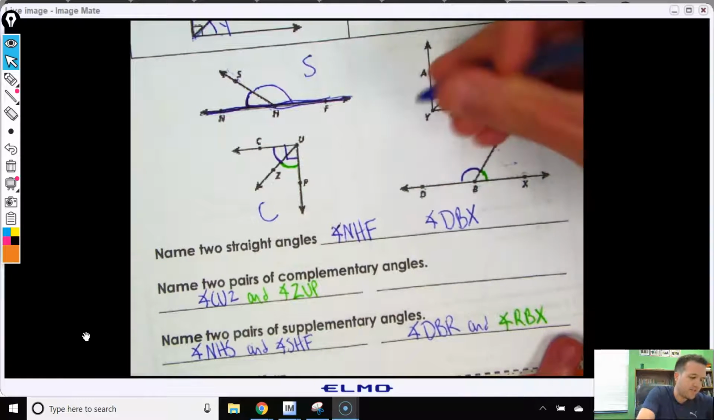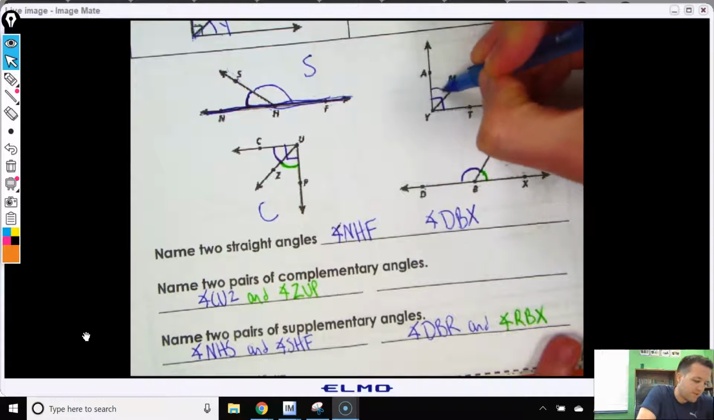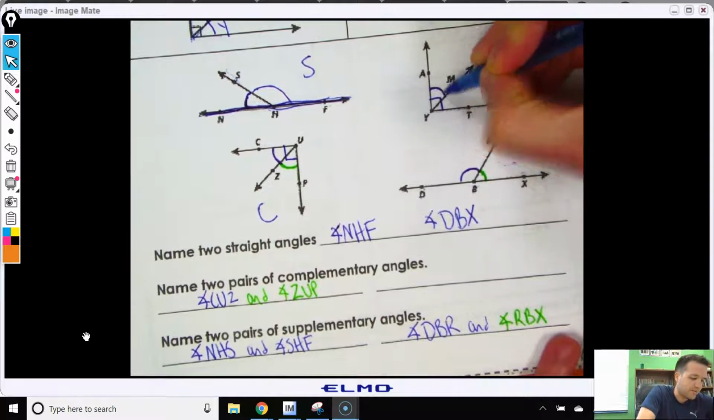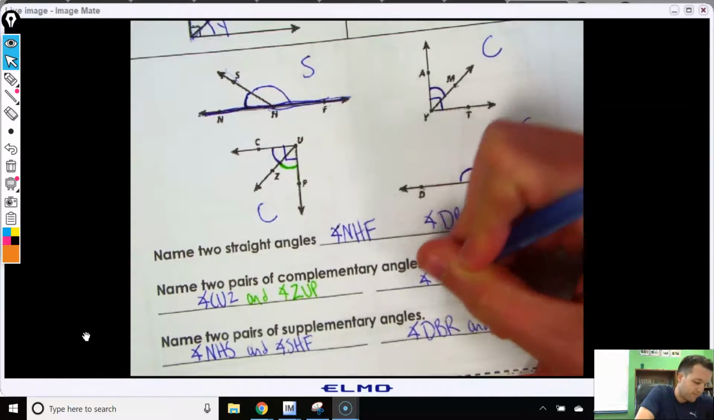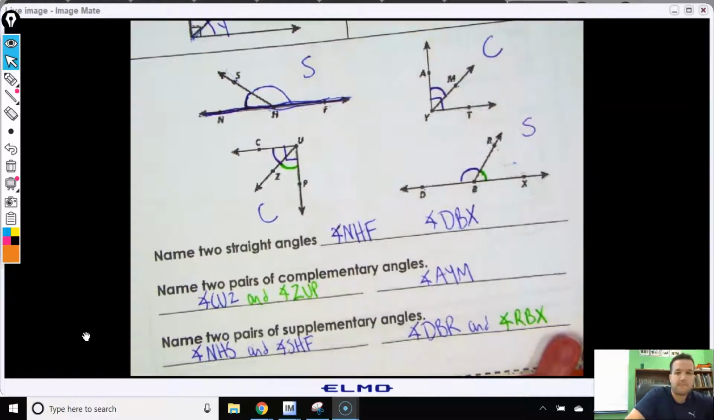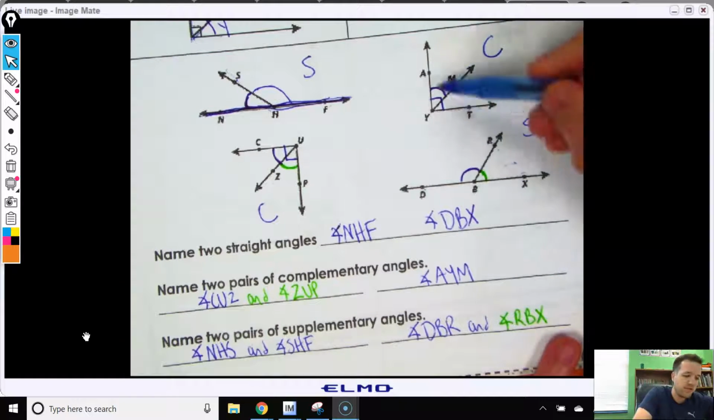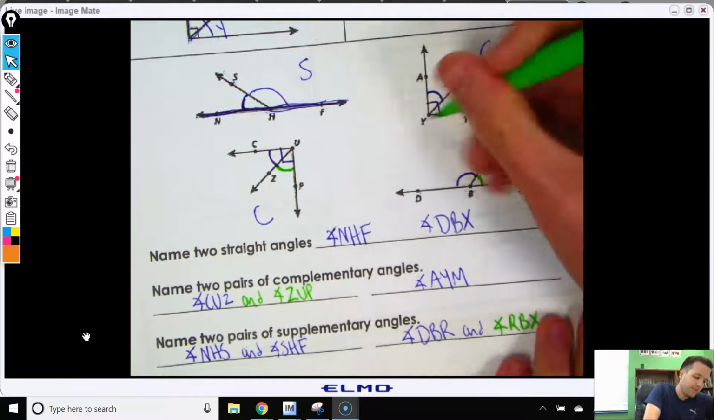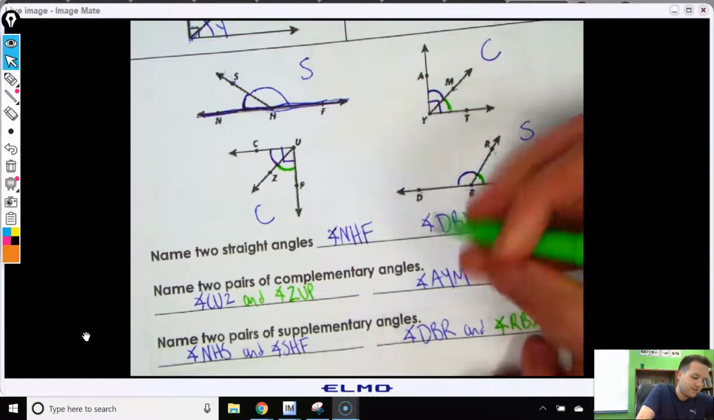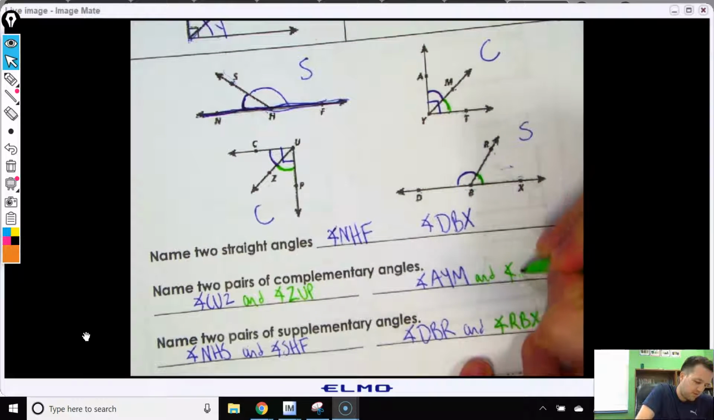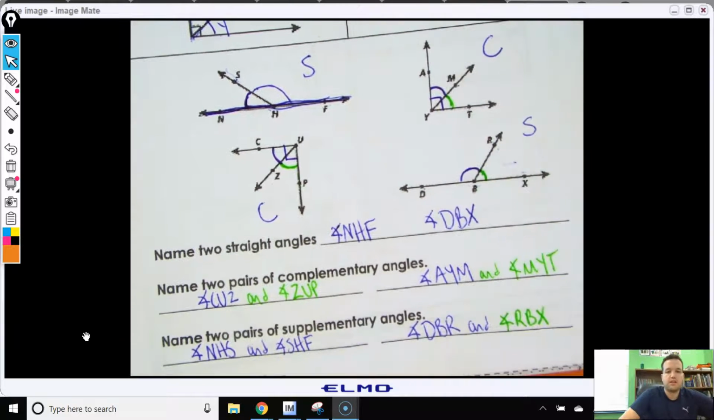Okay. Over here, we could decompose this right angle into two angles. This one here, we could say angle AYM. And what would be the other one? Well, we could say angle MYT. Those are complements to each other.